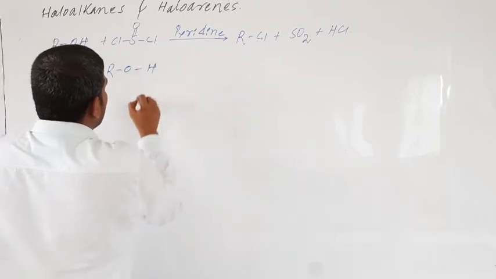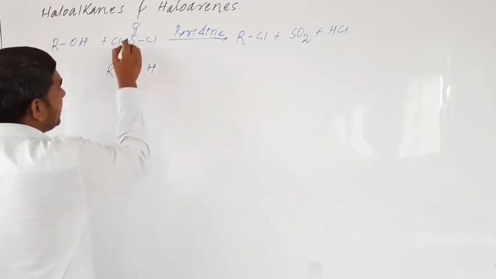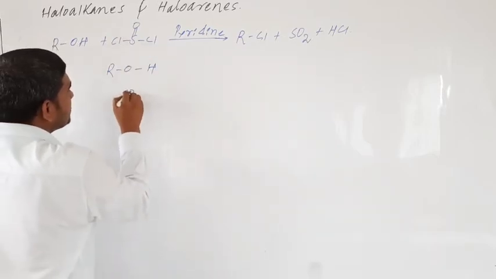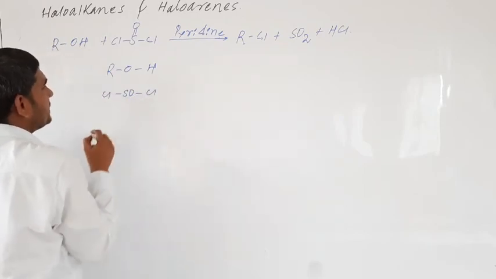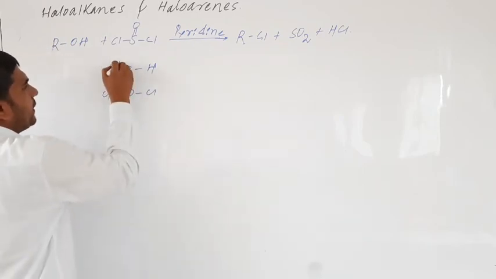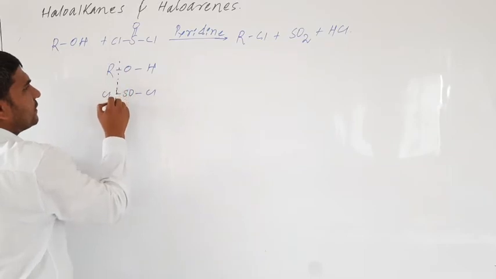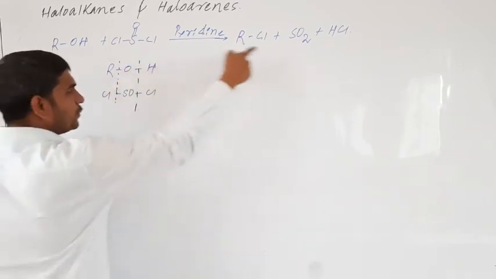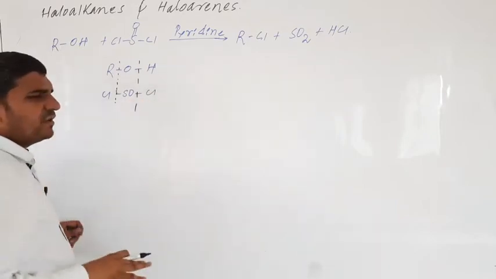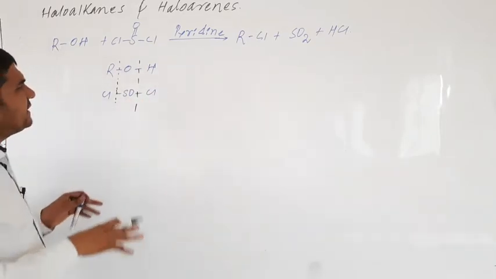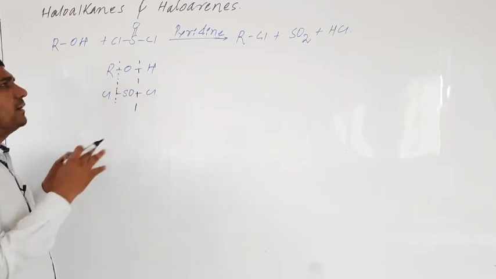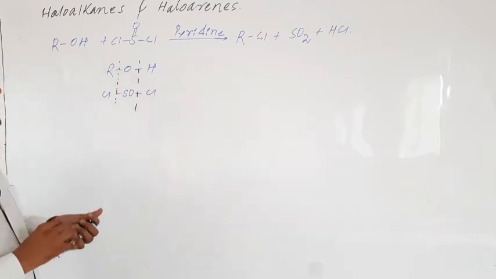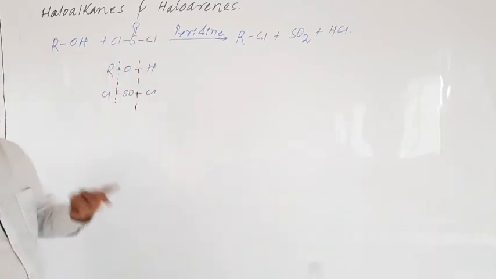Simply this is ROH, we can write this as a what? SOCl and Cl. Have a look at this one. Very simple. RCl, SO2, HCl. Like this, you create your own shortcuts and try to remember reactions and the corresponding products.